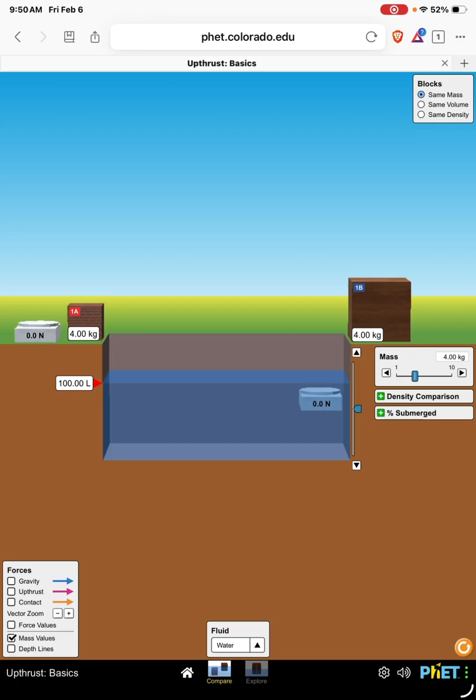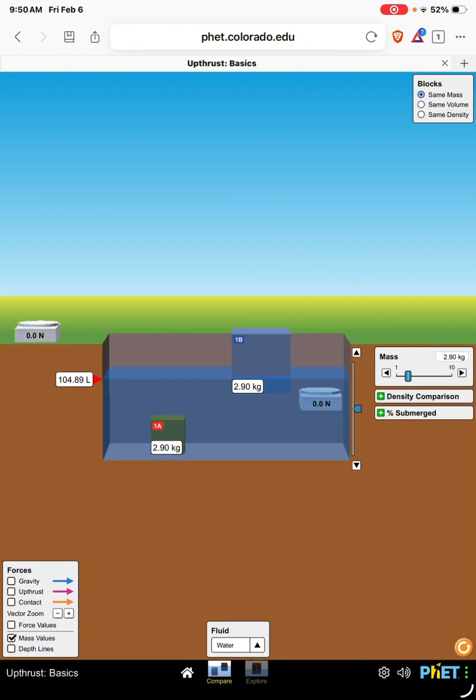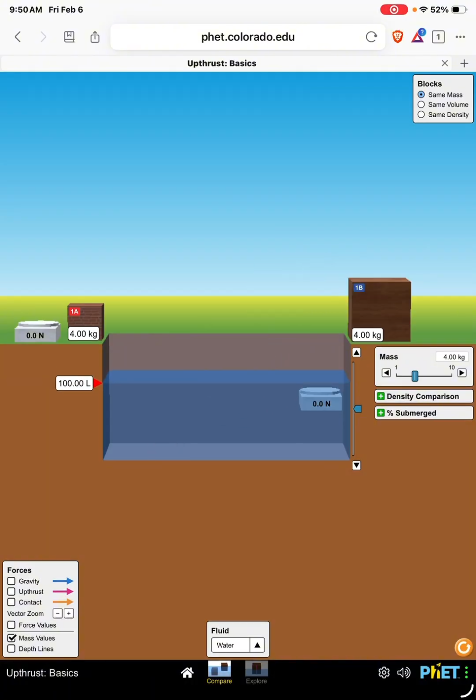Okay, this is the simulation I promised. Let me play a little bit. The idea is that they have two blocks, 1A and 1B. This one sinks and this one floats in water. So let's go back. If you press the button in the bottom right, it resets the simulation.